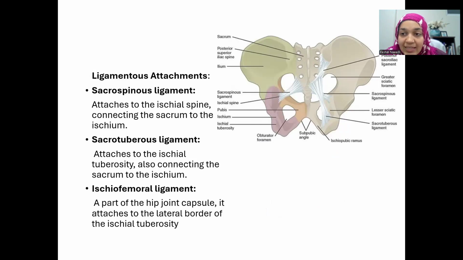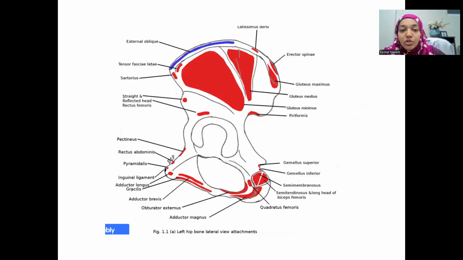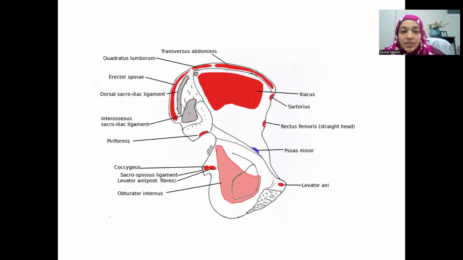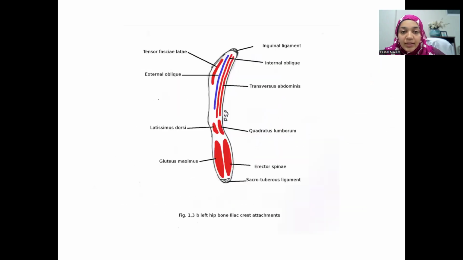Now we have three important ligamentous attachments. The sacrospinous ligament was coming off from the sacrum and attaching to the ischial spine. Then we had the sacrotuberous ligament, which was coming off from the sacrum and attaching to the ischial tuberosity, also connecting the sacrum to the ischium. The ischiofemoral ligament is part of the hip joint capsule. It attaches from the lateral border of the ischial tuberosity. These are some images for revision, and that's it.